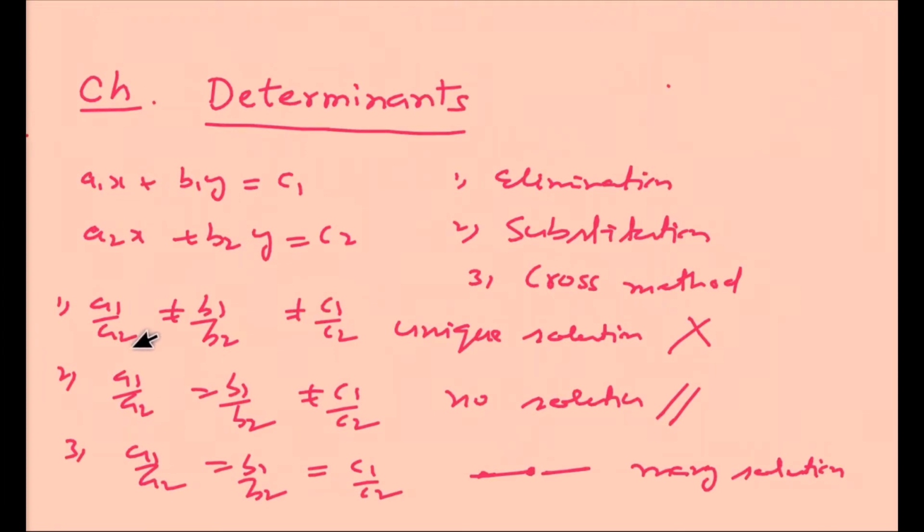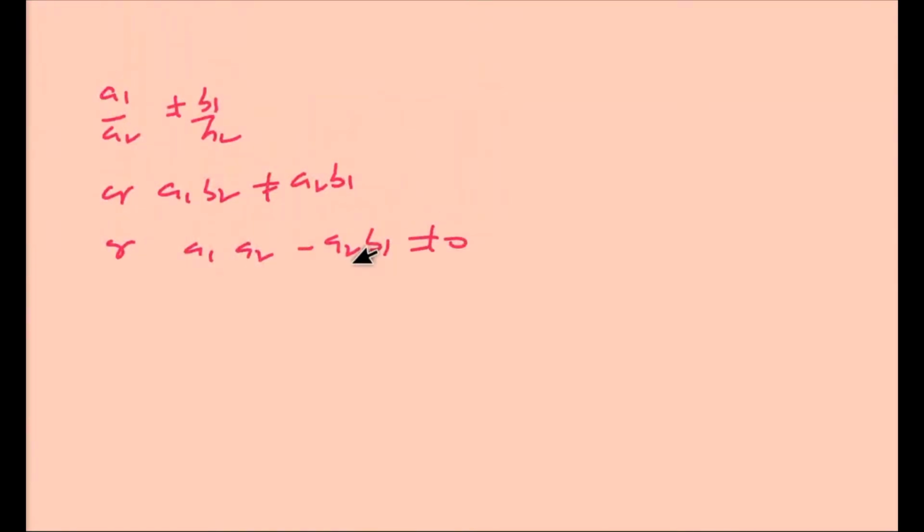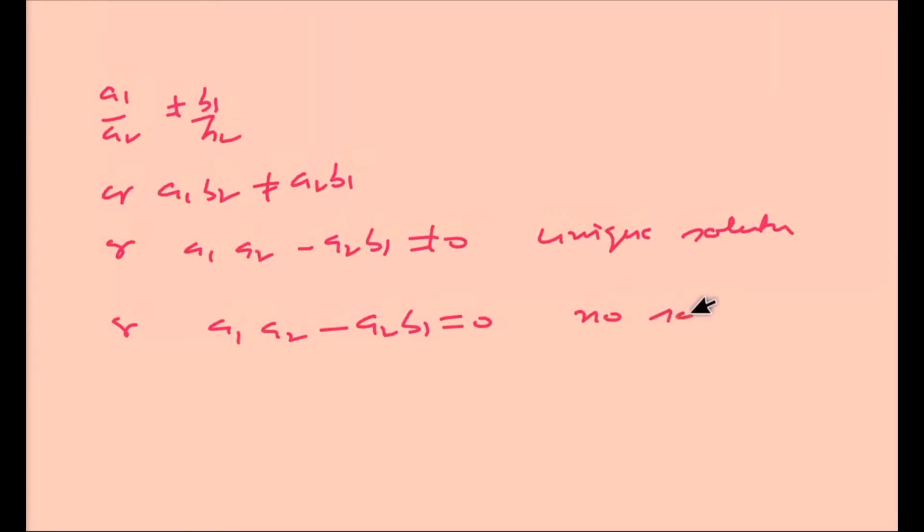Now, as you have seen here, a1 upon a2 not equal to b1 upon b2 means a1 b2 is not equal to a2 b1, or we can say a1 b2 minus a2 b1 is not equal to 0. Then unique solution. Or a1 b2 minus a2 b1 equal to 0: no solution or many solutions.